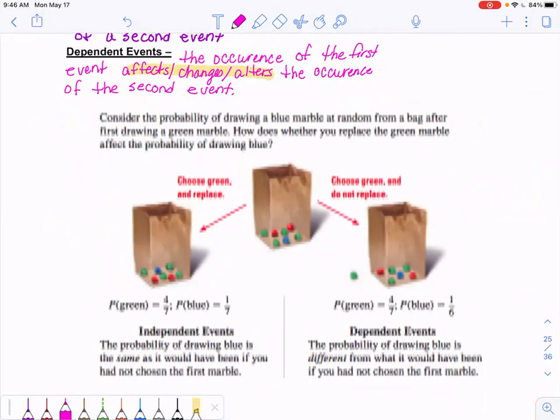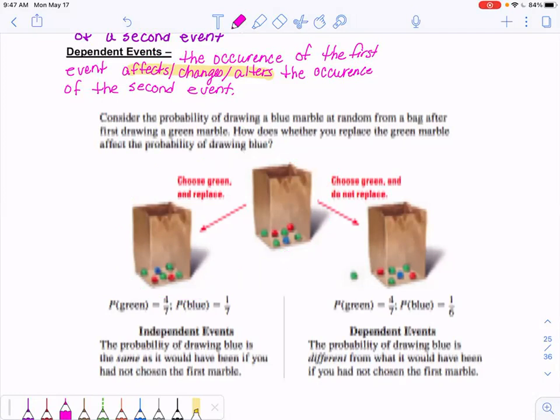So to think about independent versus dependent, if I have a bag of marbles and I pull out a marble from the bag, I look at it, but then place it back in the bag. That's the left side of this image here. So you choose a green marble, you look at the green marble, and then you place it back in the bag. So I started with 7 marbles. I still have 7 marbles. That is an independent event. So that when I go to draw a blue marble, I still have 7 marbles in the bag.